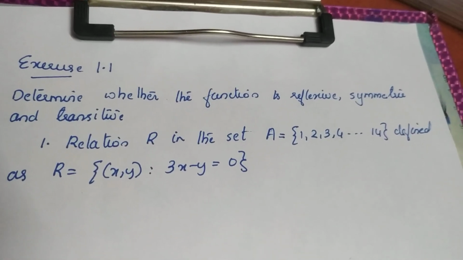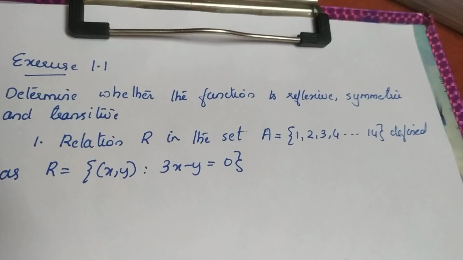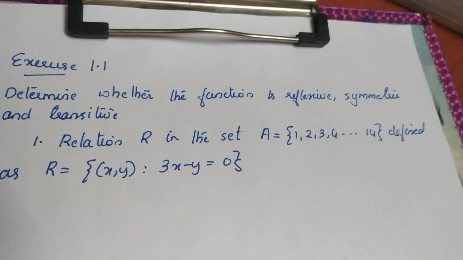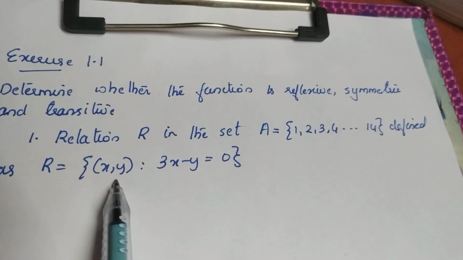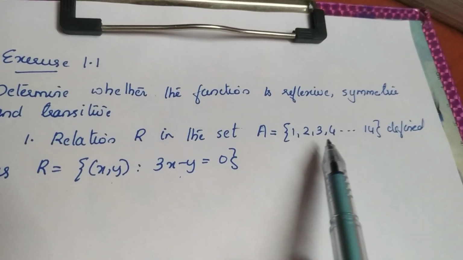In this video, we are going to deal with the first question of exercise 1.1. And the question is, determine whether the relation is reflexive, symmetric and transitive. The relation given is R equal to the set of ordered pairs (x, y) such that 3x minus y equal to 0. And the set given is 1, 2, 3, 4, etc.